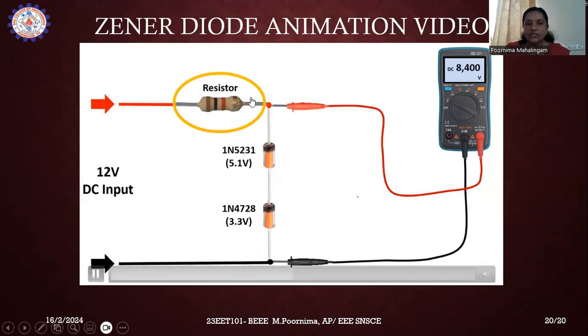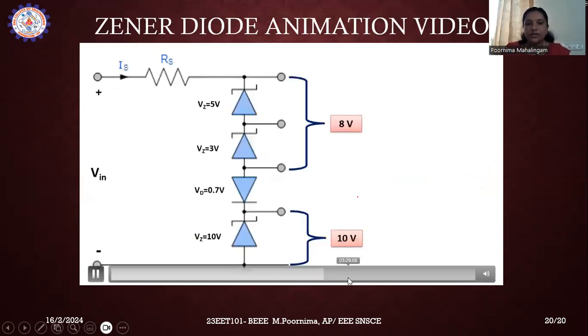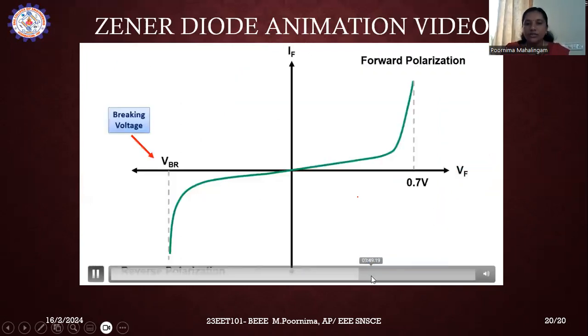Here there is a resistor, which protects the diode. Here you can see the output from the total breakdown. These are the sum of the outputs, so 10 volts. Based on the application, we can get different voltages.